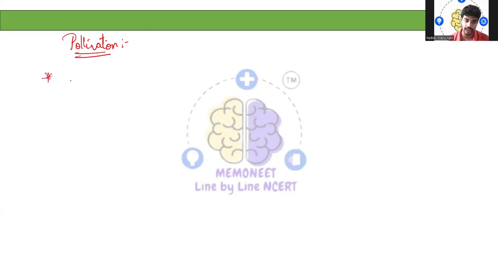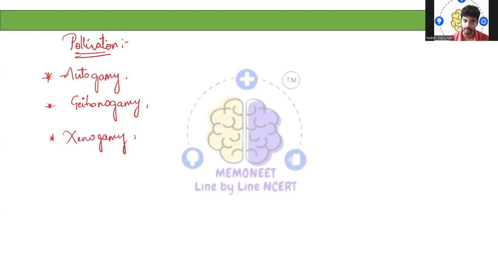One such is autogamy. Then we have geitonogamy. And the last kind of pollination that we see is xenogamy.